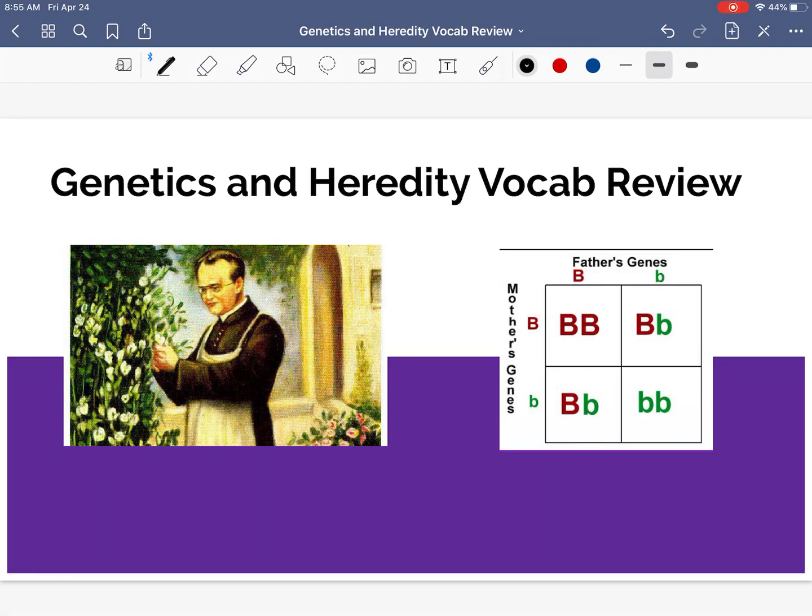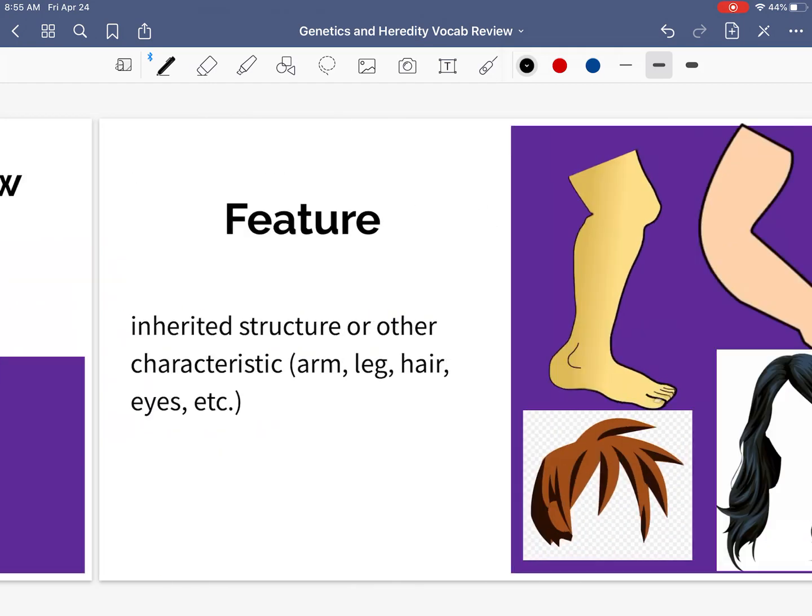Good morning, 7th graders. Today we're going to continue with our genetics unit, and you should have already seen the Gregor Mendel video and done your EdPuzzle. If you haven't, that should be the next thing you do. We're just going to go over and review some genetics vocab that we have already learned this year, but it's important that we remember.